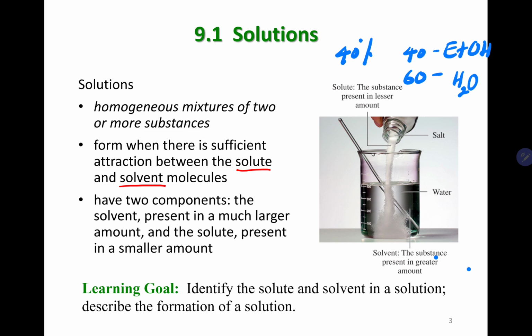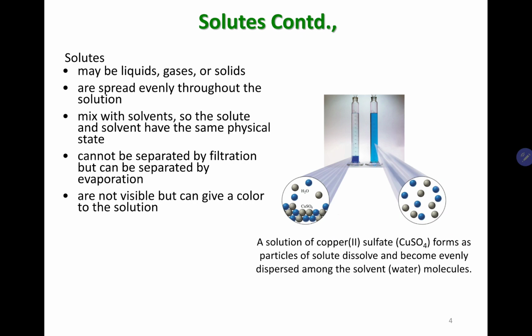So what would be the solvent in this solution? Of course, the solvent is going to be water. Why? Because in this alcohol bottle, you have 60% water, which means you have more water than ethanol. So therefore, water will be your solvent and ethanol will be your solute. The component that is present in a much larger amount is known as the solvent, and the solute is present in a smaller amount. And also you can have more than one solute.